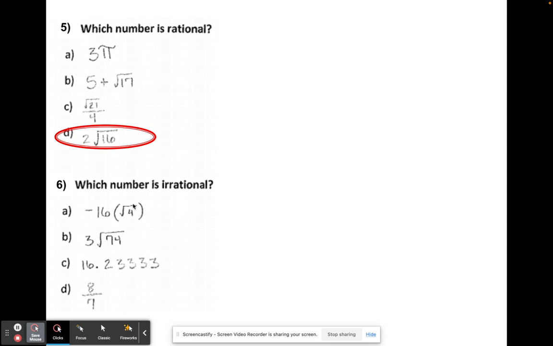Which one here is irrational? Well, the square root of 4 is 2, so that one's rational. This is a repeating decimal. It's going to keep going 3, 3, 3, 3, 3. That's rational. A fraction written with 2 integers, rational. 74, not a perfect square. This is irrational.